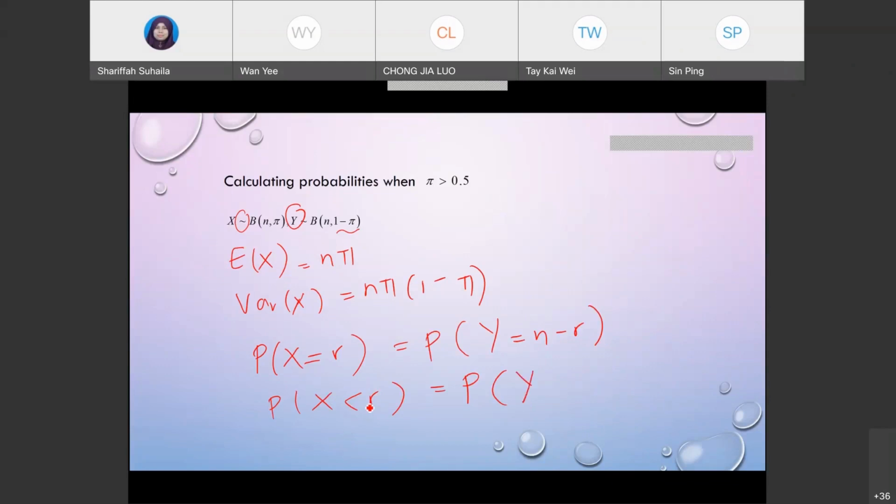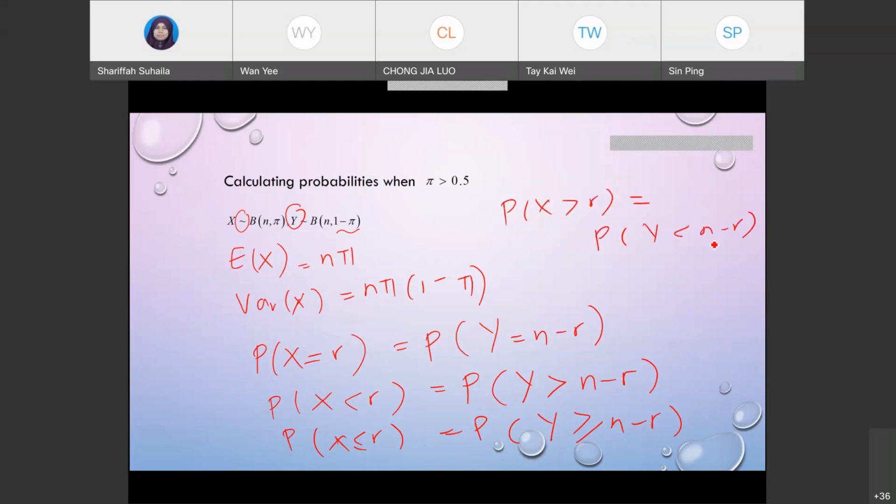If you want to find probability X less than r, you just change the variable and the inequality sign, so you have Y greater than n minus r. If you have less than or equal, then you must have the equality sign too, so Y greater than or equal to n minus r. And for greater than, if you have probability X greater than r, we change to probability Y less than n minus r. So that is the way you can compute your probabilities.